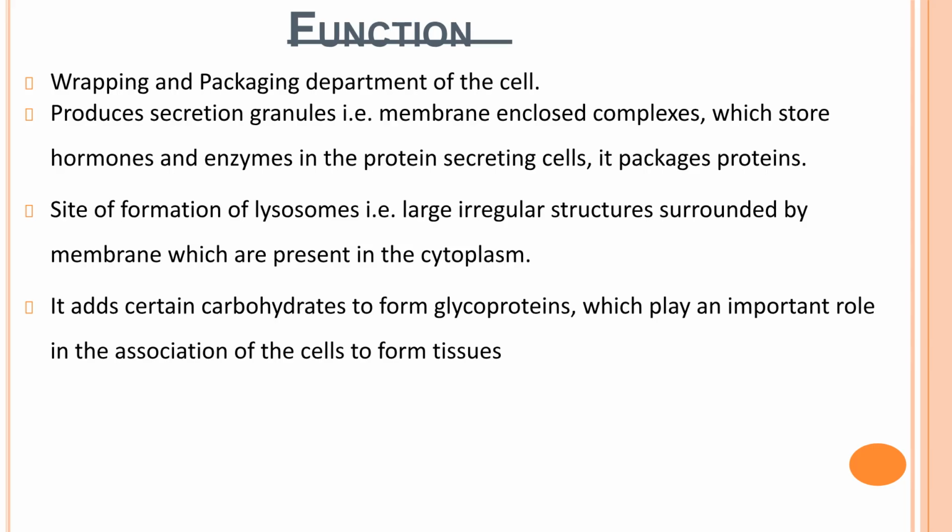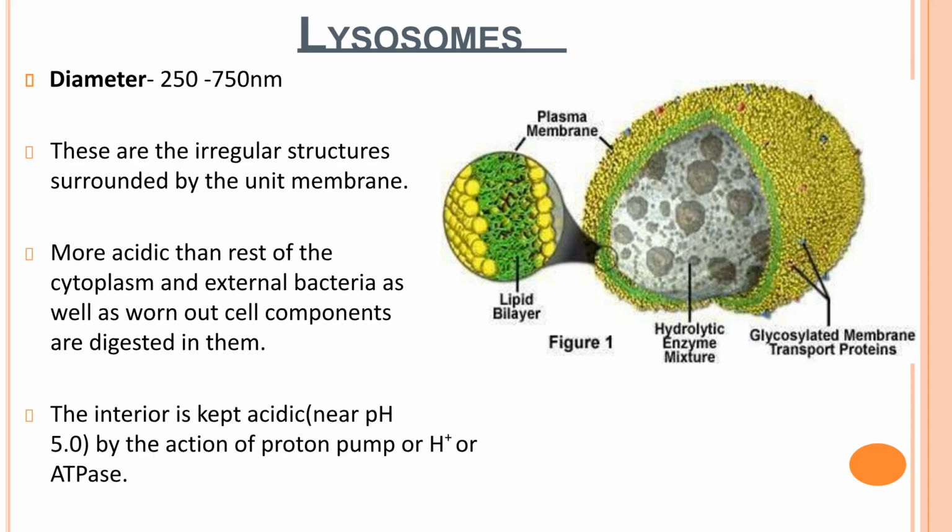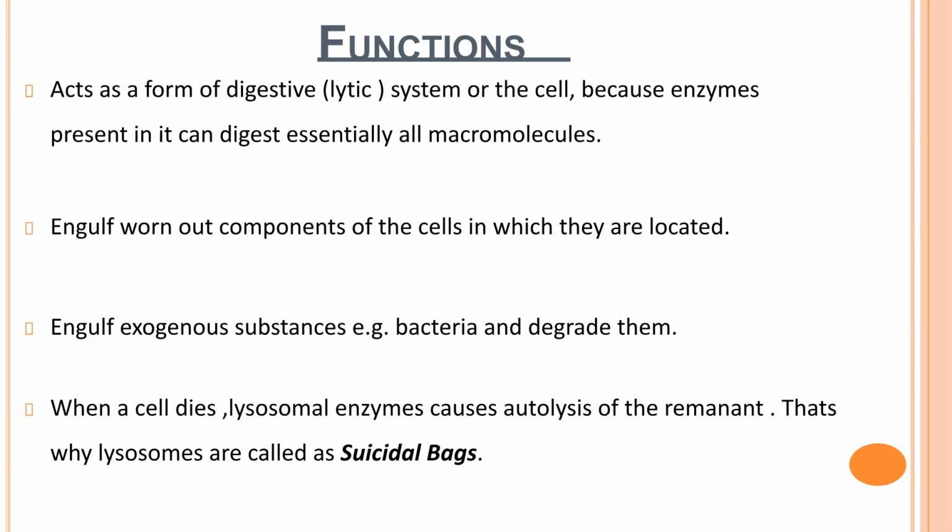Lysosomes are irregular structures, 250 to 750 nanometers in diameter, surrounded by a unit membrane. Their interior is acidic, maintained by a proton pump, and they contain cell hydrolases that function best at this acidic pH. Lysosomes act as the cell's digestive system, degrading macromolecules, worn-out components, and exogenous substances like bacteria. Because their enzymes cause autolysis when a cell dies, they are called suicidal bags.